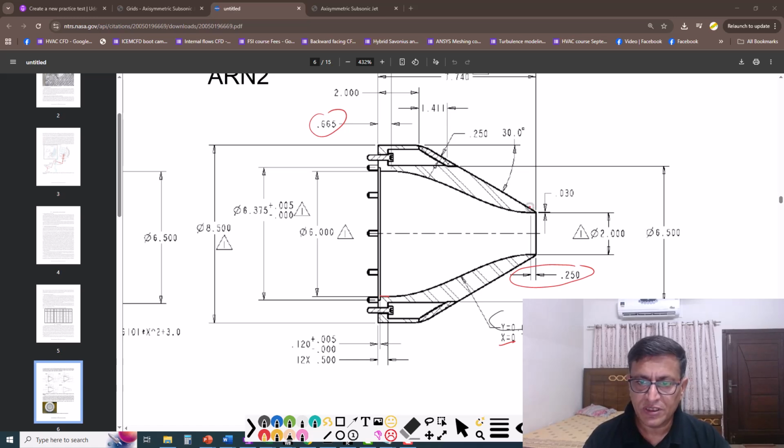Okay, so I will draw a straight line with a 30 degrees angle, and then the straight line that has the diameter of 8.5. The inner diameter at the inlet is 6 inches, but that is a result of directly applying the profile in the Design Modeler. And that's all. So total length is 7.740, that is equal to 6.825 plus 0.20, 2.250 and 0.665.